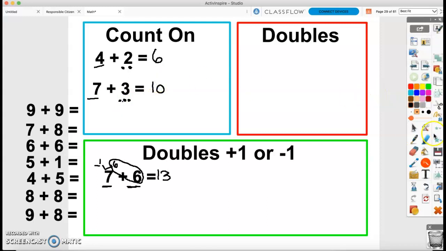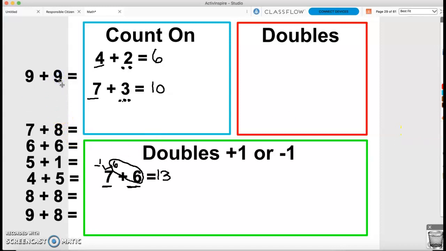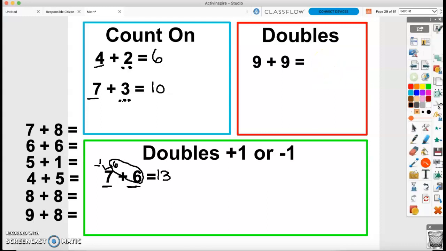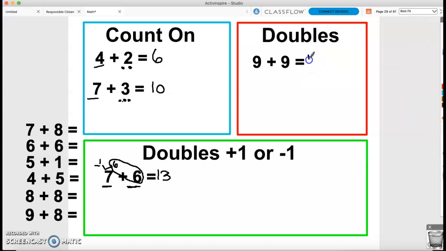Let's try the next one. I look and I see I have 9 plus 9. I see the 2 add-ins are the same, so it is a double. And 9 plus 9 is 18. Let's go to the next one.